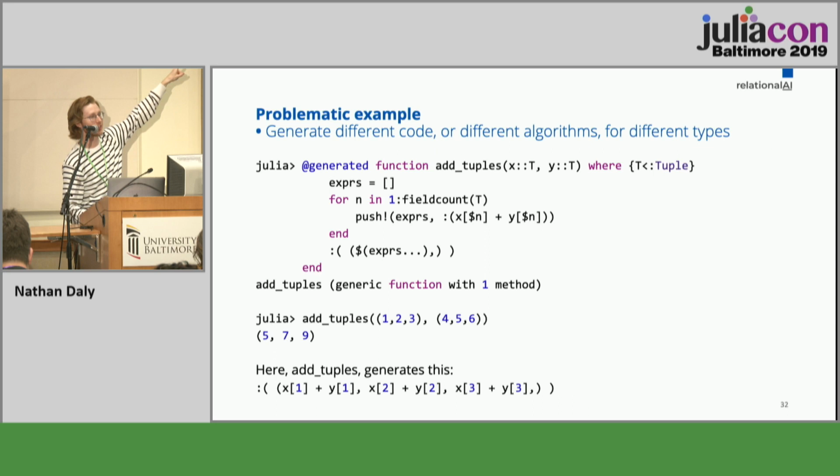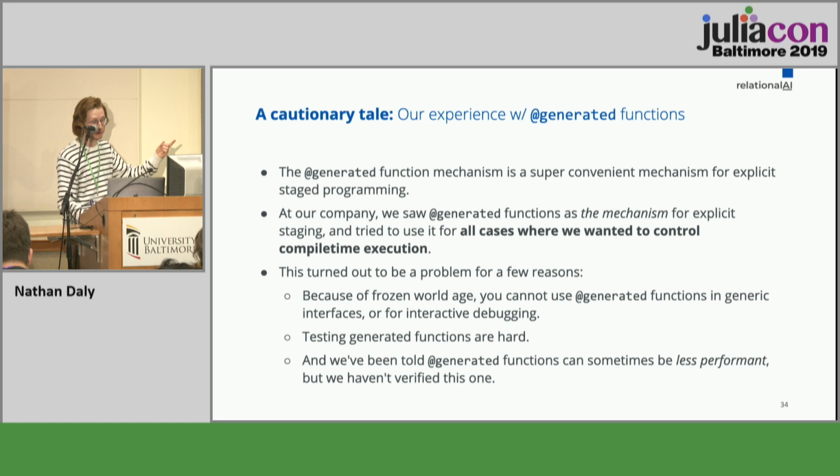It's perfect. And so we ended up using them for all of these things that I've been talking about and others. And this turns out to be a problem for a few reasons. One of which is that because of the frozen world age, you're not allowed to use generated functions in generic interfaces. So like I talked about, it won't generalize to user-defined types that you pass in. And it makes interactive debugging difficult if you're trying to change things at runtime. Testing the code that they generate can be difficult. And I understand that there's a lot of overhead associated with generated functions.